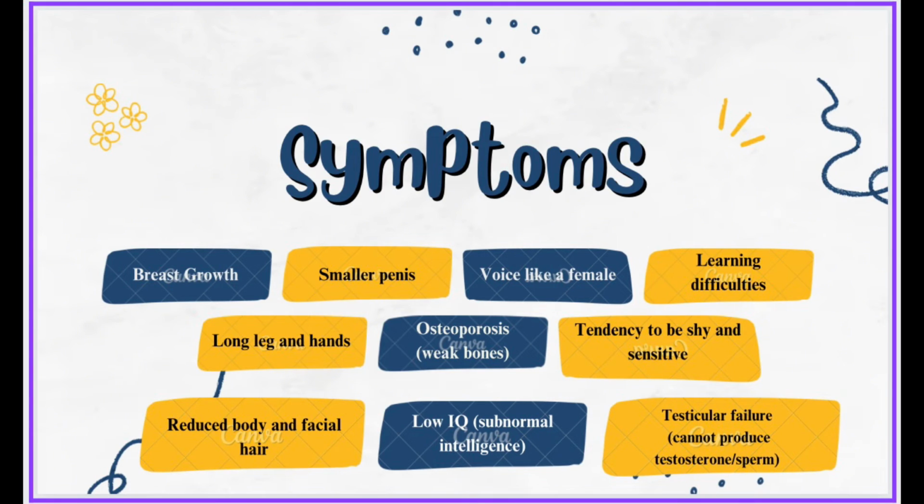They face learning difficulties and have osteoporosis, which means weak bones, and some people also have weak muscles. They have a greater tendency to be shy and sensitive, and like I've told you, they will have less facial hair and body hair, and they will also have low IQ, which is subnormal intelligence. The most important thing is they will face testicular failure. That means the boy cannot produce testosterone or sperm for the rest of their life.